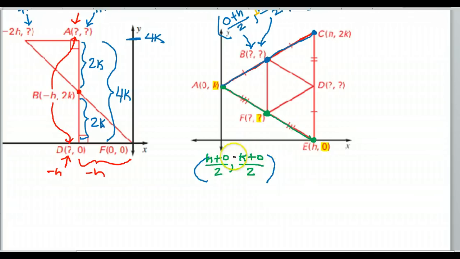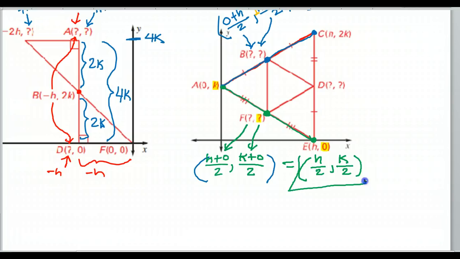Once again, these zeros are not really doing anything, so I can just erase them. So this is just going to give me h over 2, comma, k over 2. So those would be the coordinates for F. Remember, these were the x values of F, and this was the y value of F. So these are the coordinates of point F.